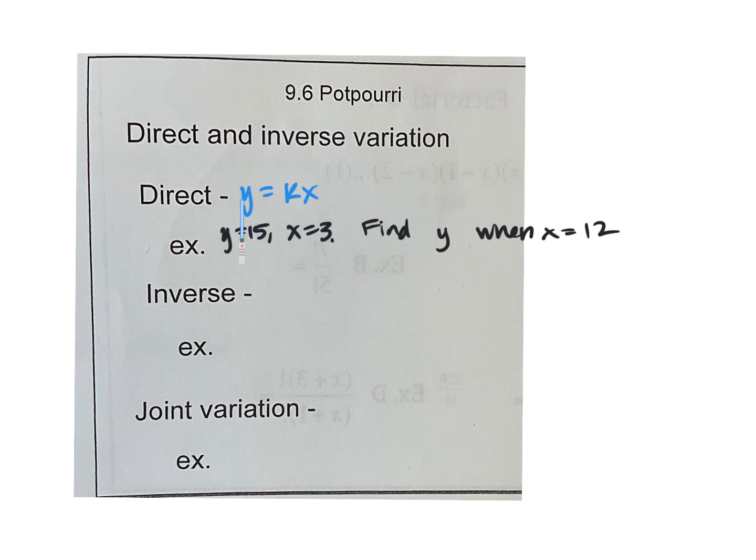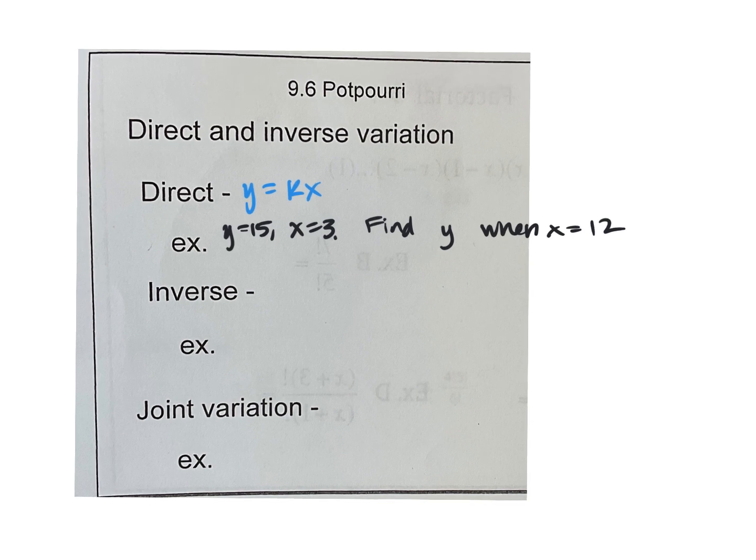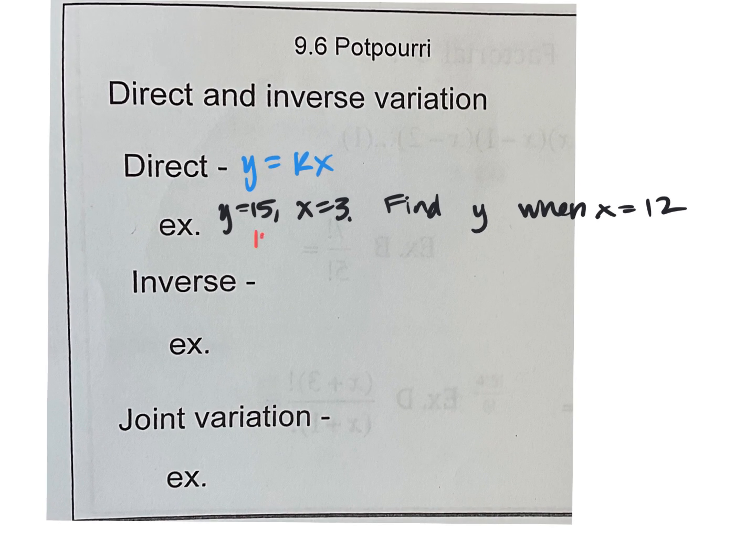We're going to plug my 15 in for y and my 3 in for x just to find my k. Then I'm going to plug that k into this information. So let's go try that. Do you agree if y equals kx, it'd be 15 equals 3k? How would I get k? And what would k equal? Cool. K is 5.